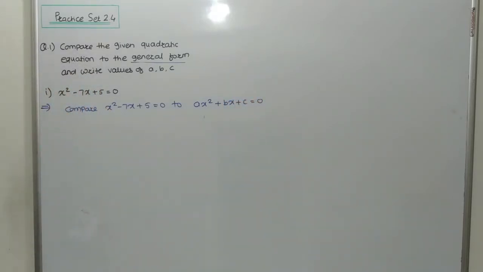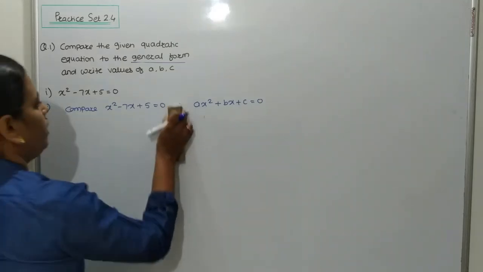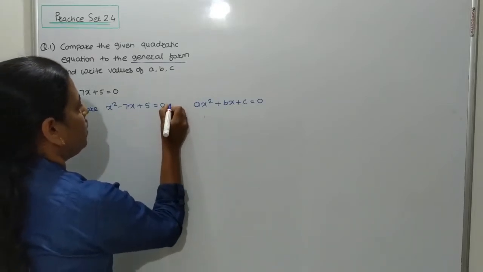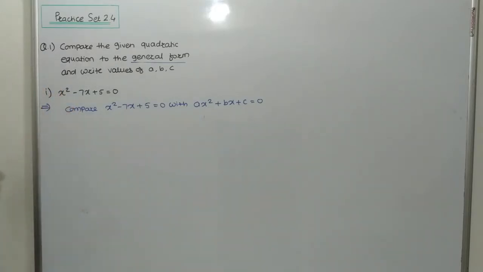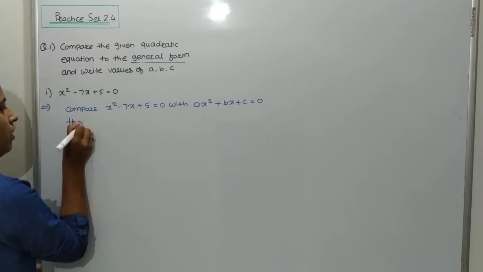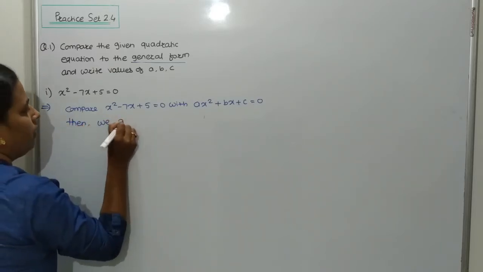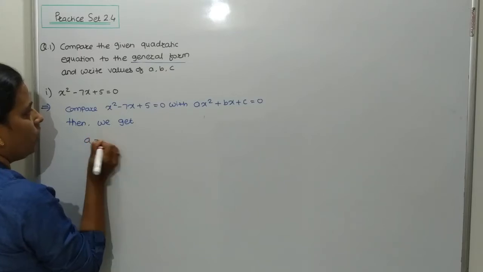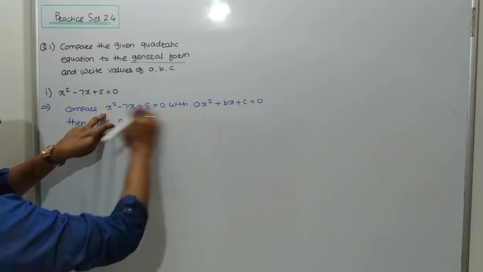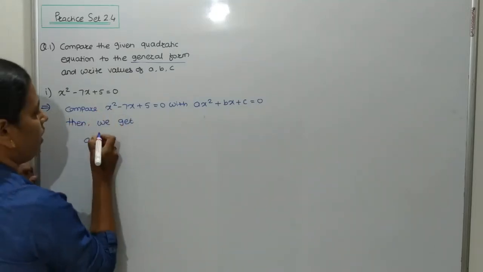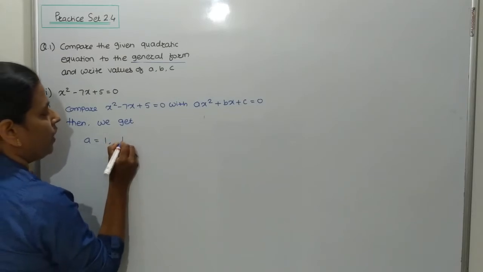Okay, compare x square minus 7x plus 5 with ax square plus bx plus c. Then we have to get here what? a is equal to what? a is the coefficient of x square. So this is compared with this one. So x square. What is the coefficient of x square here? That is 1.